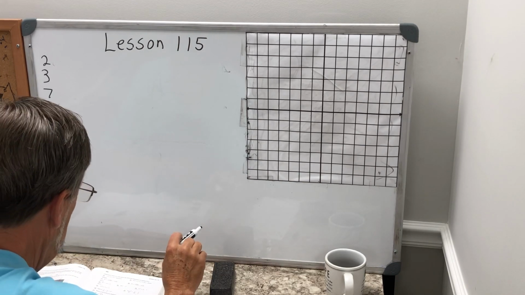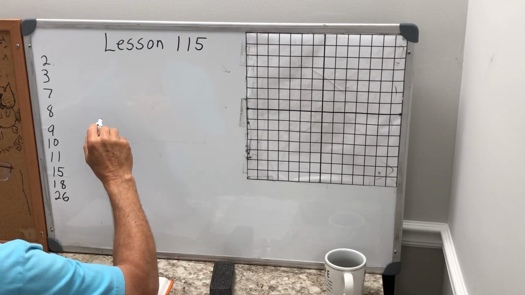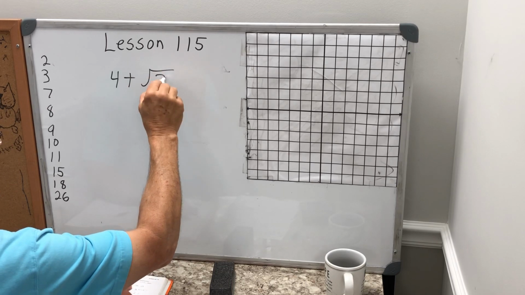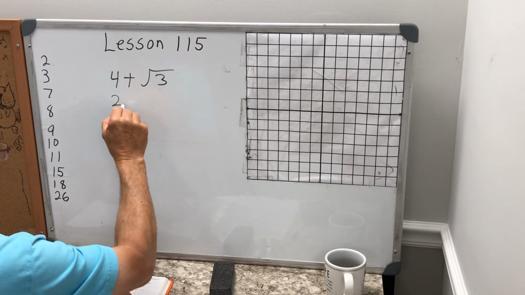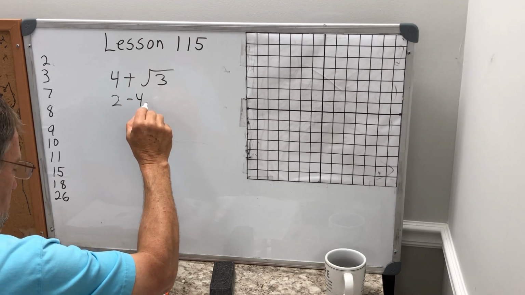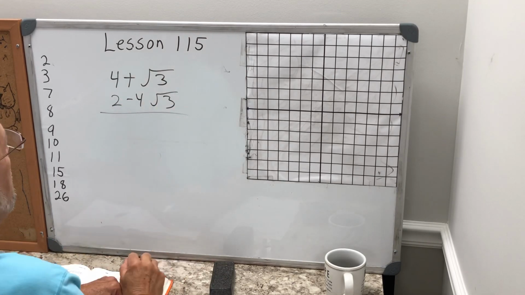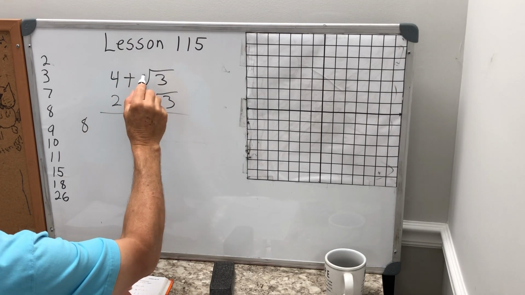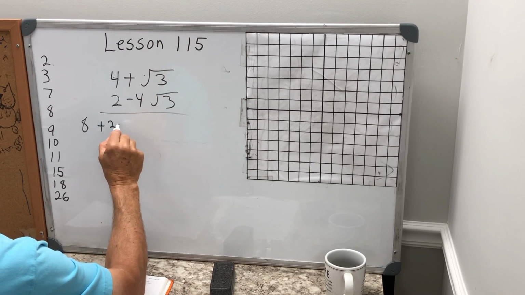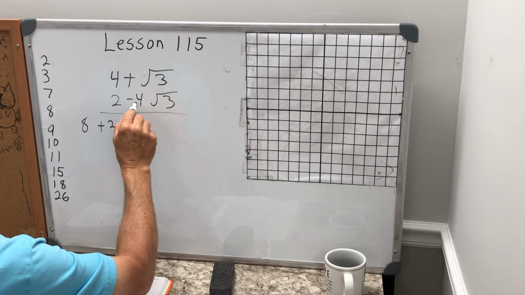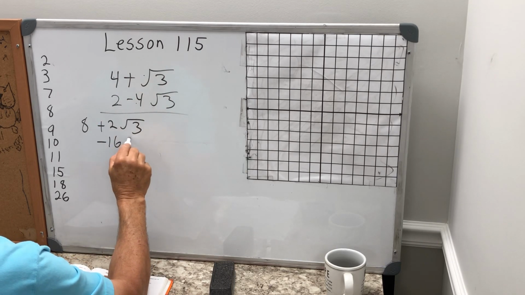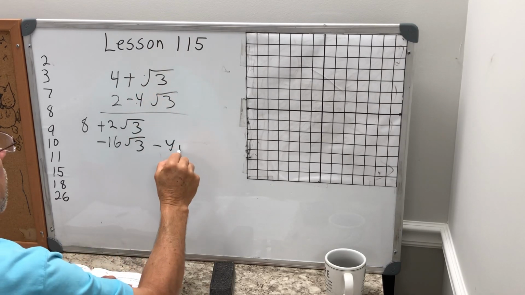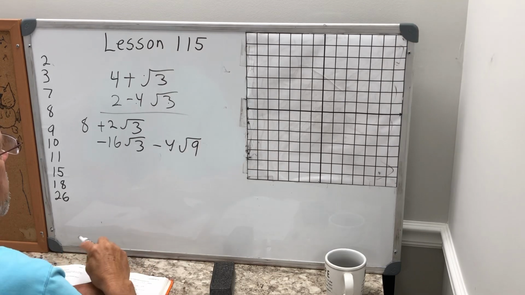Now number 18. 18 is a multiplication. Just doing one of these, just so you continue to learn how to do these. This is a 2, -4, square root of 3. Multiplication. Let's begin here. 2 times 4 is 8. 2 times 1 is a positive 2 to the square root of 3. This is a -16 to the square root of 3. And this is -4 to the square root of 3 times 3 is 9.